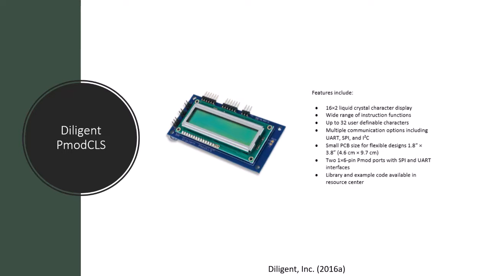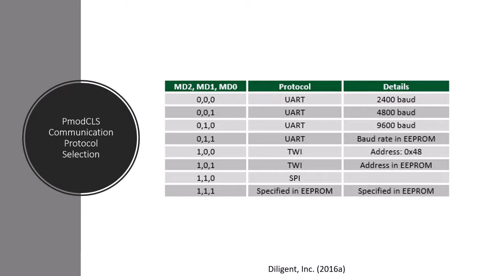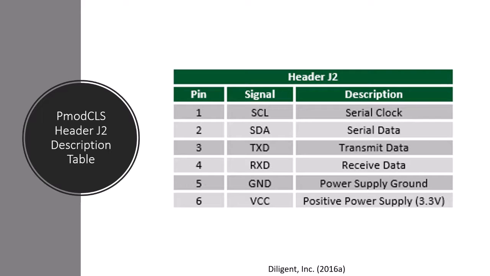Digilent's PMOD CLS is a 16x2 liquid crystal character display with a wide range of instruction functions. Capable of multiple communication options, the Universal Asynchronous Receiver Transmitter protocol is used in this project. This device provides communication options using 2 1x6 pin ports. The desired communication protocol is selected by jumper positions. The UART protocol at 9600 baud is used. Header J2 provides the required connections, which are the power supply, ground, and receive data pins.